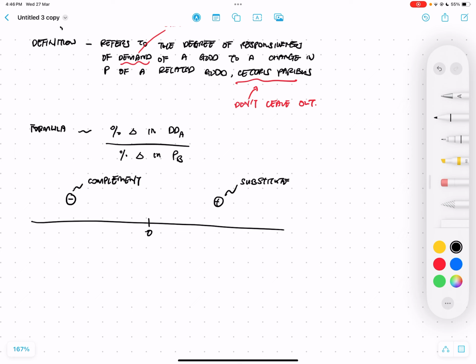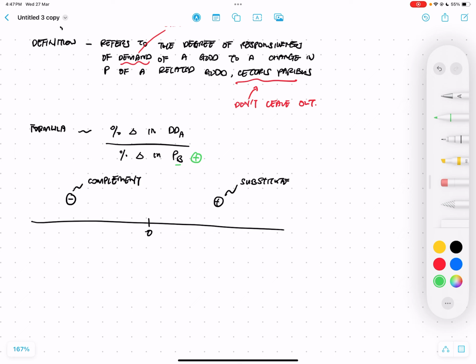Okay, so let's talk about why it is like that. If it's a substitute, right? Let's say the price of one good changes, let's say it goes up. Then this bottom denominator is positive, right? If the price of that good goes up and then people buy more of the other good, that means that good must be a substitute, right? So if the price of B goes up, people buy less of B and they buy more of A, it means that B must be a substitute of A.